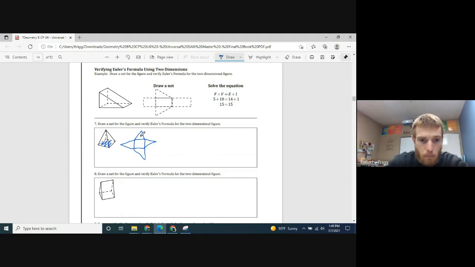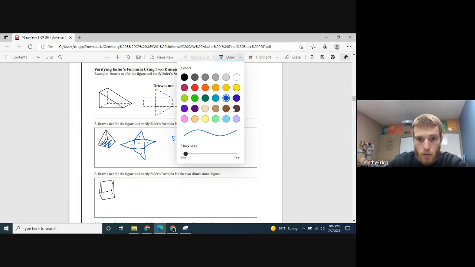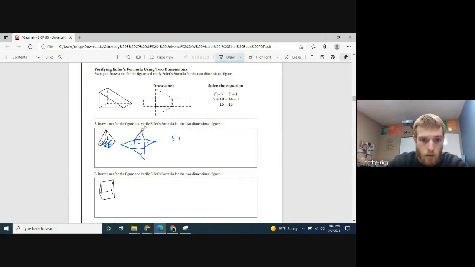So how many faces are there? 1, 2, 3, 4, 5 faces. So our F, the number of faces, is 5. Plus the number of vertices. I'm going to go ahead and maybe I'll highlight here. Let's just do green here. Number of vertices, 1, 2, 3, 4, 5, 6, 7, 8. Okay, I count 8 vertices. So that's 8.